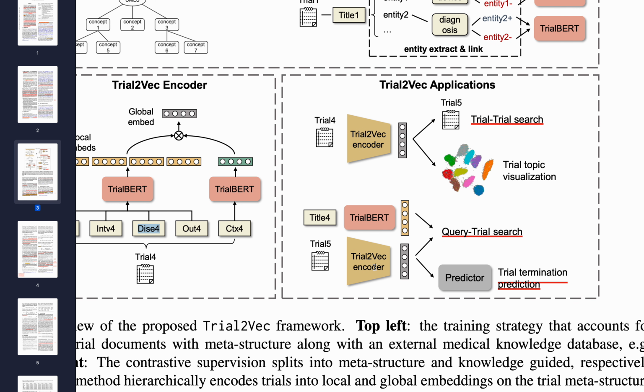And finally, there is the third task of trial termination prediction. So I don't think that was the real intent of this paper, but since they had already created trial level representation in the form of embeddings, this is an attempt to see if those embeddings can capture some information in terms of whether the trial is going to succeed or fail.